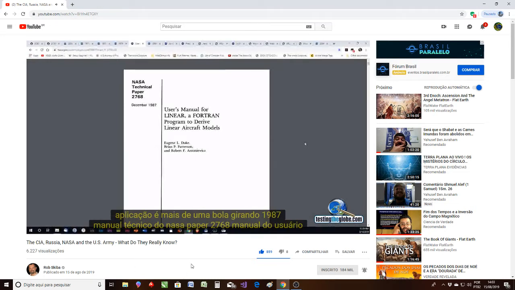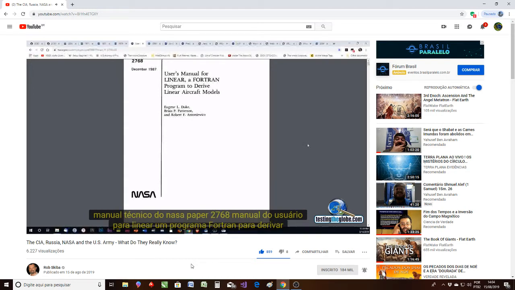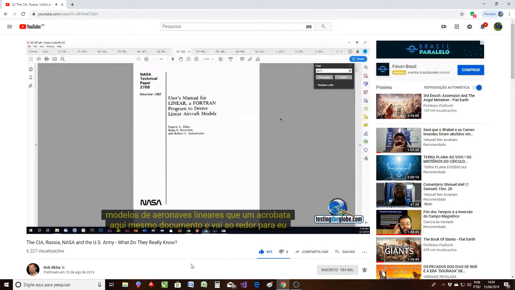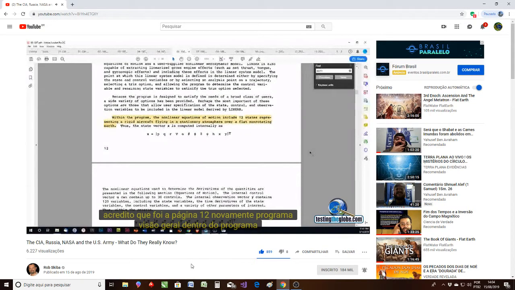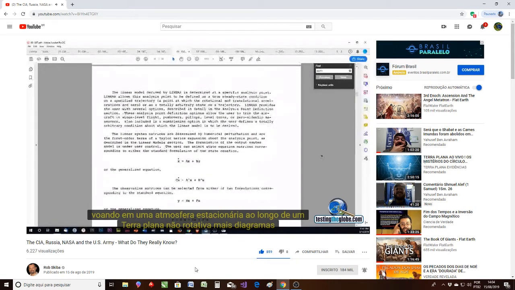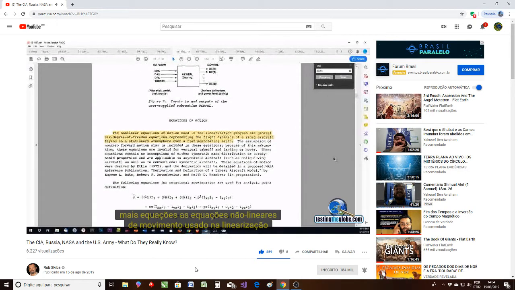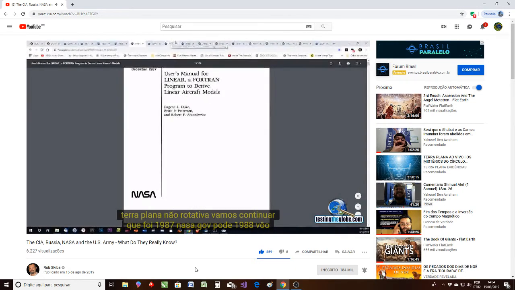1987 NASA technical paper, 2768, User's Manual for Linear, a Fortran program to derive linear aircraft models. Get that in Acrobat here, same document. And we'll scroll down to, I believe it was page 12 again. Program overview. Within the program, the nonlinear equations of motion include 12 states representing a rigid aircraft flying in a stationary atmosphere over a flat, non-rotating Earth. More diagrams, more equations. The nonlinear equations of motion used in the linearization program are general 6 degree of freedom equations representing the flight dynamics of a rigid aircraft flying in a stationary atmosphere over a flat, non-rotating Earth. Let's continue. That was 1987.